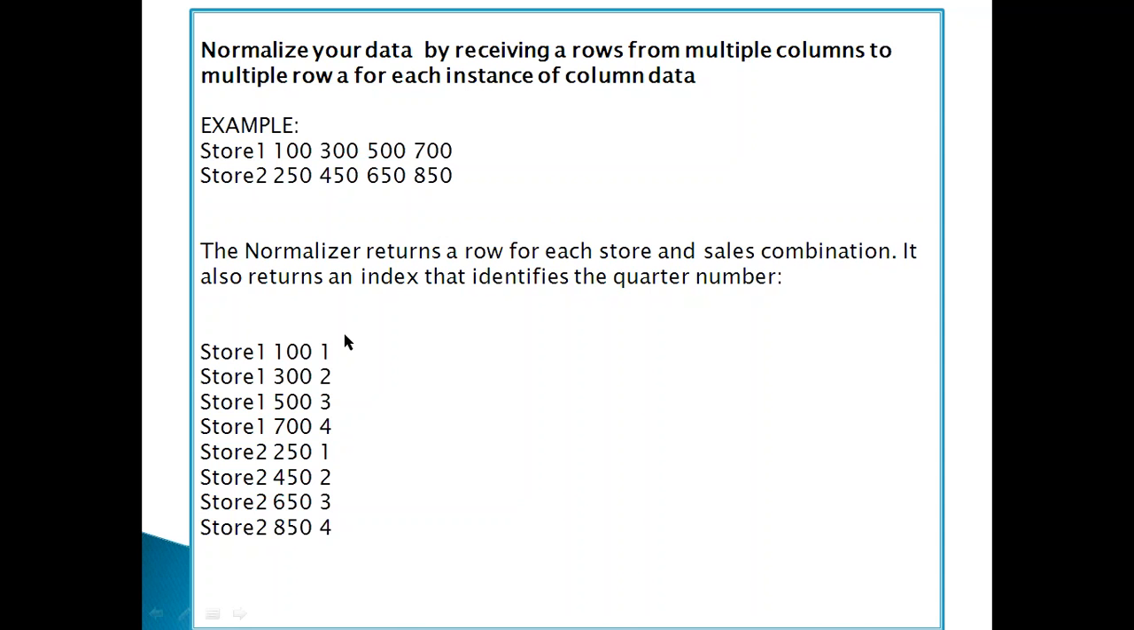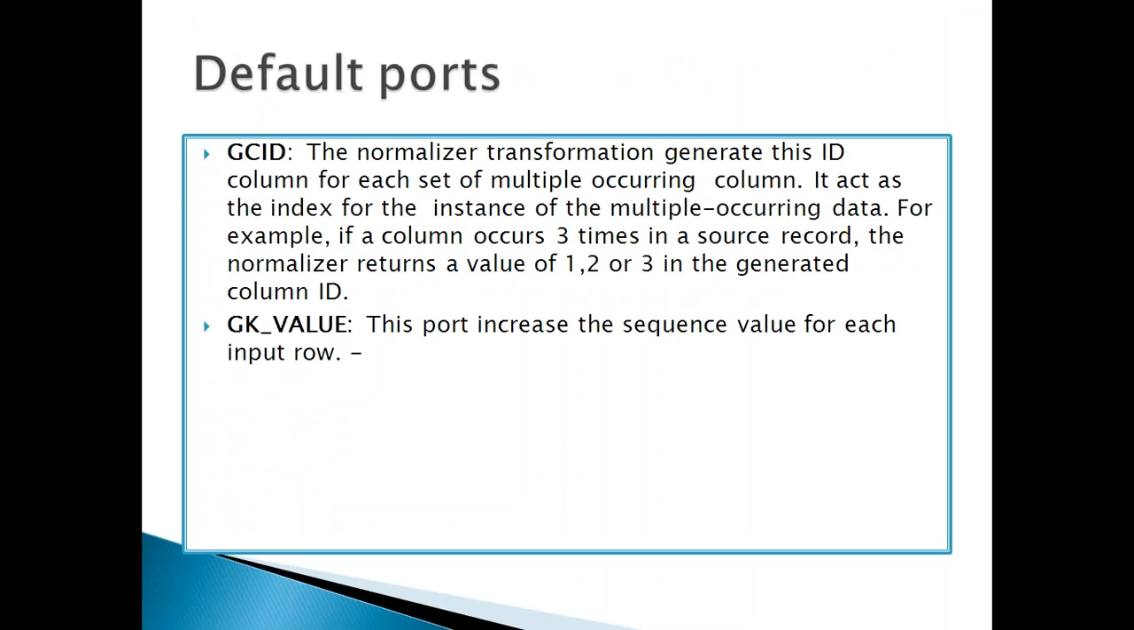Right? So now we require a value which will uniquely identify each and every record. That would be your GK value, that is your generated key value. Generated key value is nothing but it will give you a sequence of numbers for all the records.